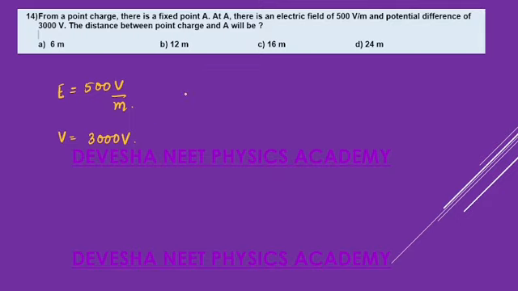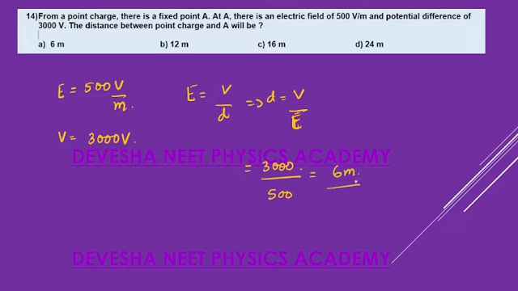We know that E is equal to V by the distance, so d equals V by E. This formula, all of us know this. So this is equal to 3000 divided by 500, which is equal to 6 meters. If you look at the options given to us, the answer will be option A.